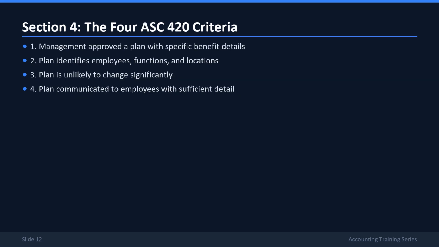The four ASC 420 criteria from Section 4 are the mandatory conditions for recognizing an involuntary termination liability. First, management must have approved a plan specifying the benefits. Second, the plan must identify the employees, job functions, and locations affected. Third, the plan must be unlikely to change significantly before implementation. Fourth, and most importantly, the plan must have been communicated to the affected employees in enough detail for them to understand the benefits they will receive. All four must be documented simultaneously.